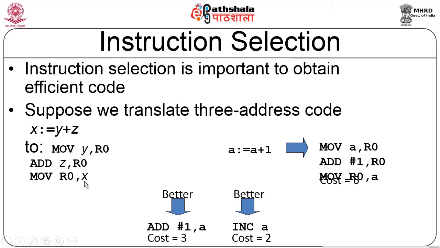So here in this case move y comma r0, add z comma r0. So this is fine. Now supposing if I have this instruction a is equal to a plus 1, that is if I am going to generate here the code corresponding to this expression in a similar fashion as this. So what will I do? I will move a comma r0, add hash 1 with r0 and then move r0 comma a, okay. So this is what we are trying to look at here.